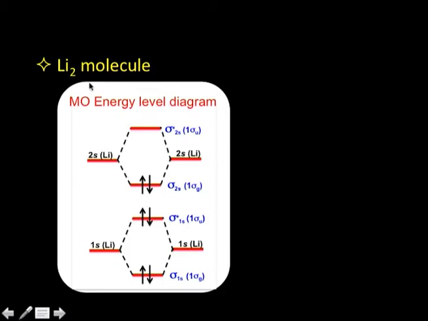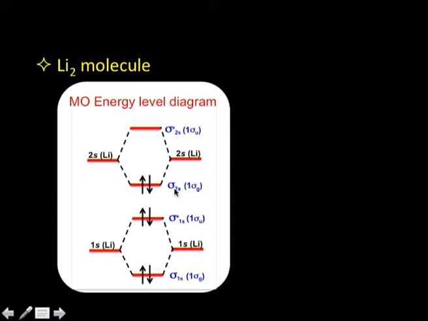In this case, lithium is 1s2 2s1, that is, there are 2 electrons in the 1s orbital and there is 1 electron in the 2s orbital. The lower part of the picture shows you the bonding of the 1s orbitals, that is, the 1s of lithium 1 and lithium 2 combine together, and you get sigma 1s and sigma star 1s, the same identical picture as in the case of the hydrogen molecule. But we are more interested in this part of the picture, wherein the 2s orbitals of lithium 1 and lithium 2 combine together to give you sigma 2s and sigma star 2s.